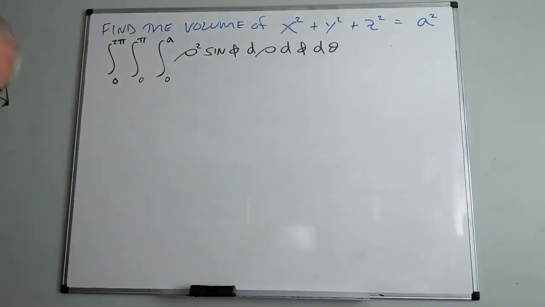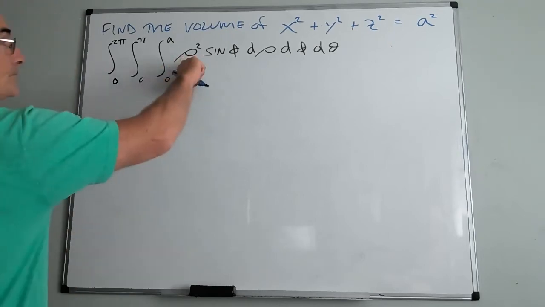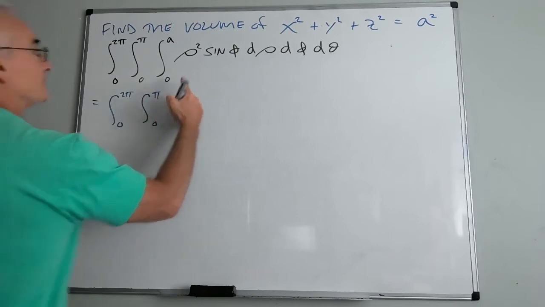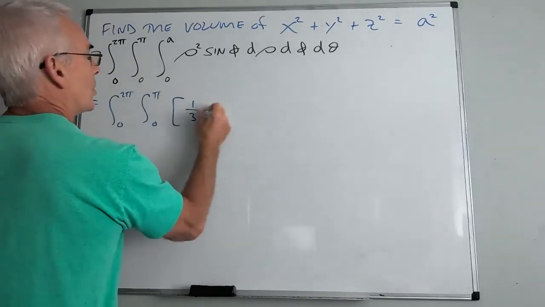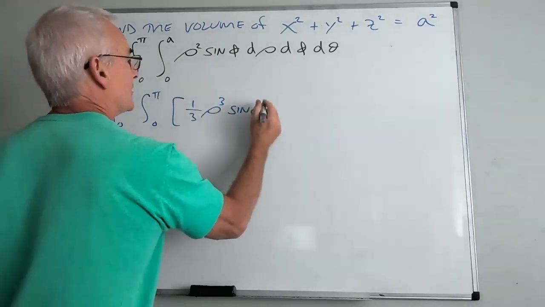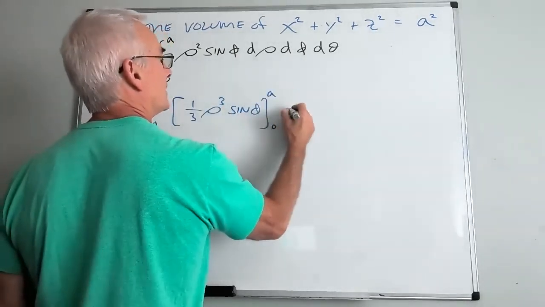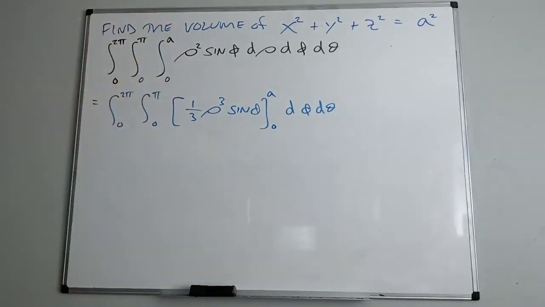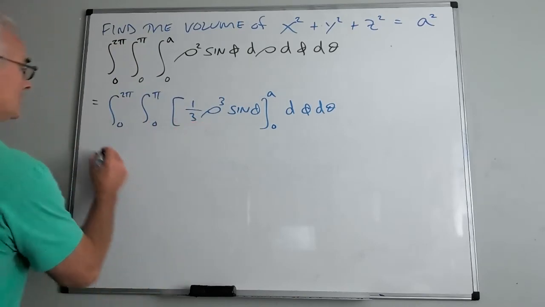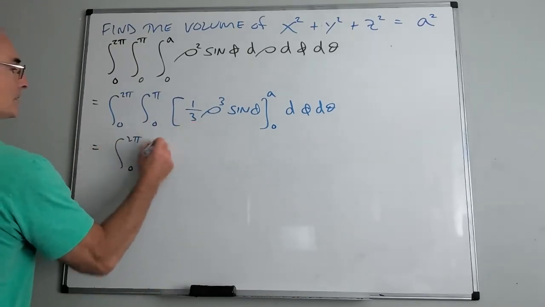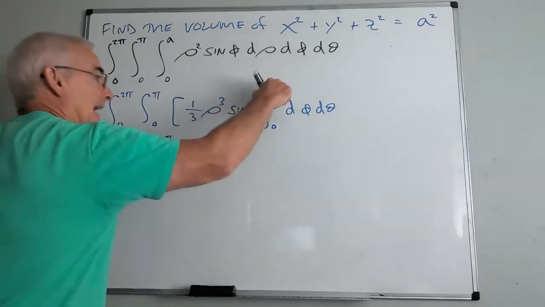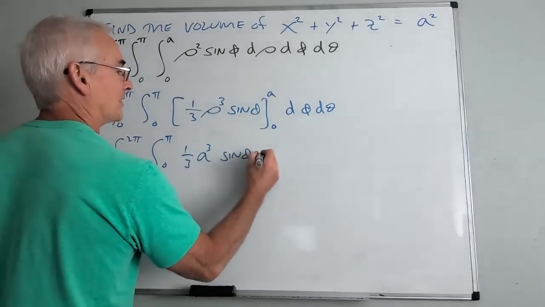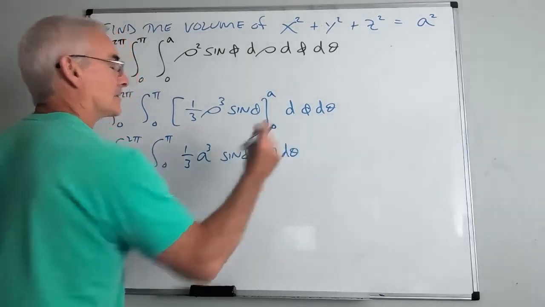Okay, now my first integration is with respect to rho. So this is going to be 0 to 2 pi, 0 to pi, 1/3 rho cubed sine phi from 0 to a, d phi d theta. And I evaluate the rho, so this will be 1/3 a cubed, sine phi, d theta.